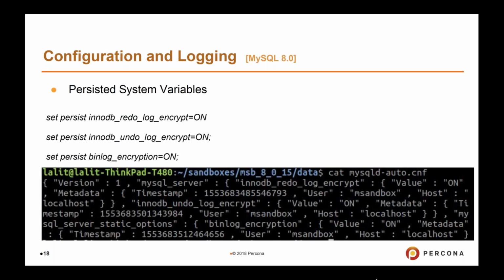Okay, changes related to configuration and logging. The persisted system variable is introduced in 8.0. The use of this variable is to write whatever changes you are doing dynamically on the fly into your configuration file, so those changes will be persistent.